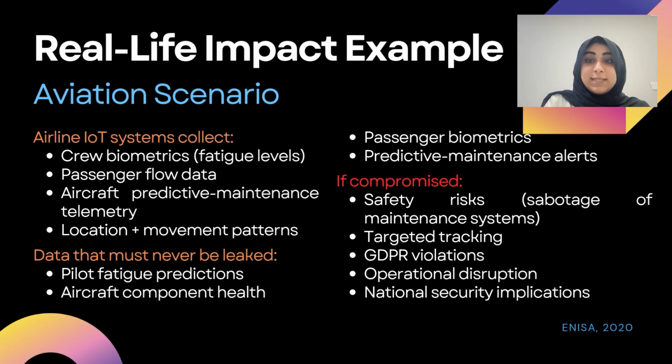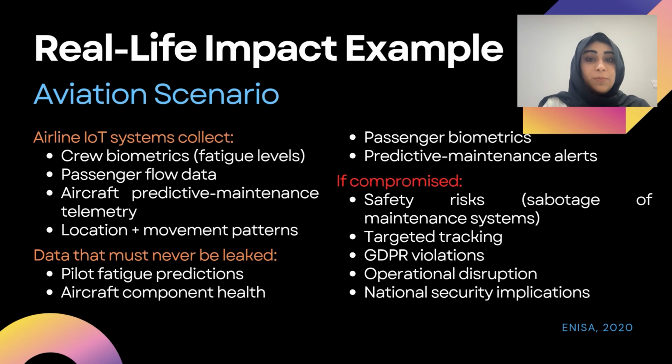In our real life example, we looked at the aviation industry, which relies heavily on IoT systems for both operations and safety. Airlines collect extremely sensitive data, including crew biometrics, such as fatigue levels, passenger flow and movement patterns, predictive maintenance telemetry from aircraft components, and even passenger biometrics used for automated boarding systems. There is also information that must never be leaked, for example, pilot fatigue predictions or the internal health of aircraft components. These datasets can reveal operational weaknesses or safety critical details.